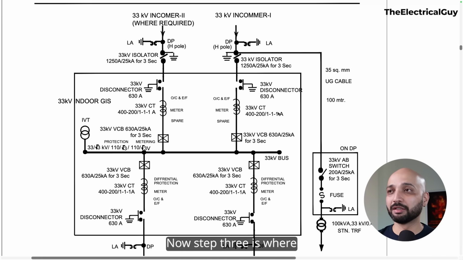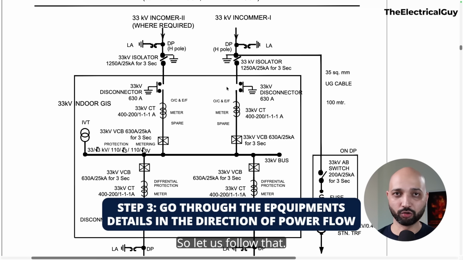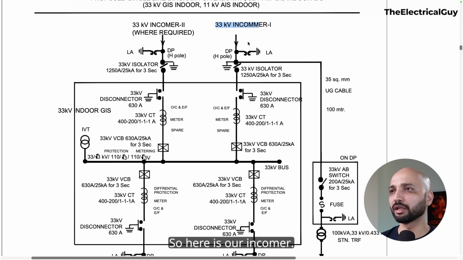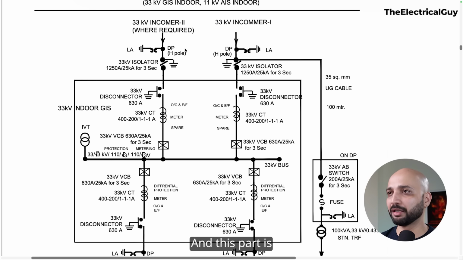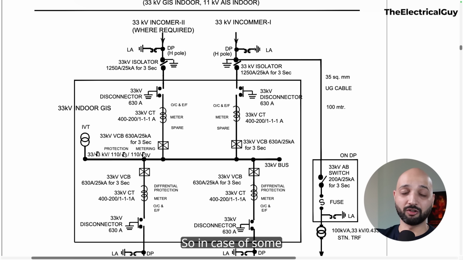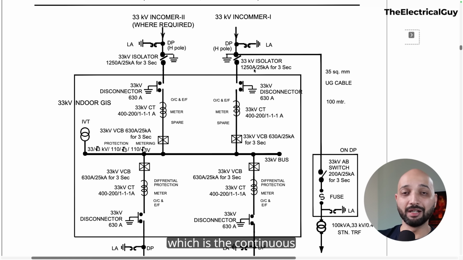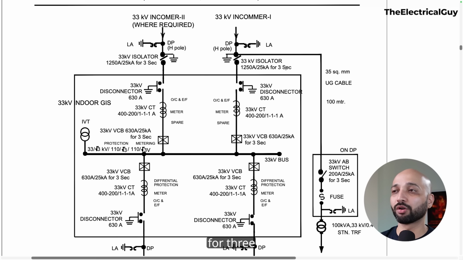Now step 3 is where we go through each of the equipment as per the power flow direction to understand what equipment we have used and their details. So let us follow that. Here is our incomer, and this part is basically the outdoor part, because you can see the H pole DP. This is the H pole distribution pole structure that you see outdoors. Here we have used a lightning arrestor, so in case of lightning strokes, that will be grounded with the help of the lightning arrestor. And then we have a 33 kV isolator. The rating is mentioned as 1250 ampere, which is the continuous current rating, and 25 kiloampere for 3 seconds.